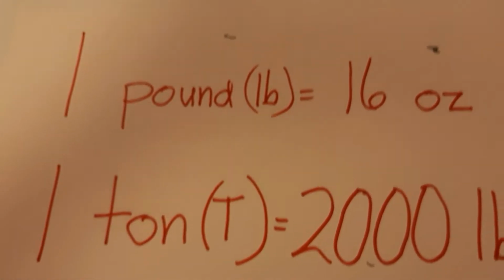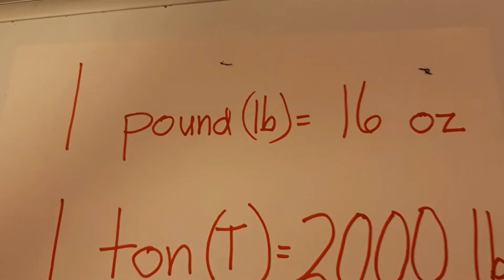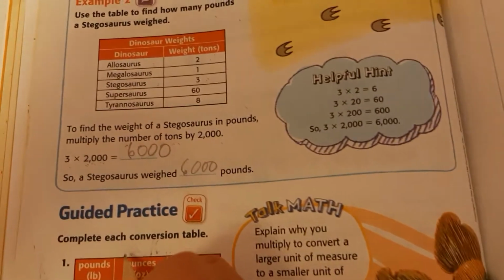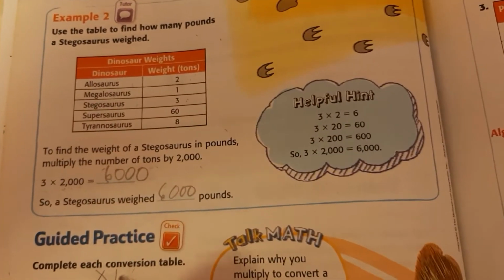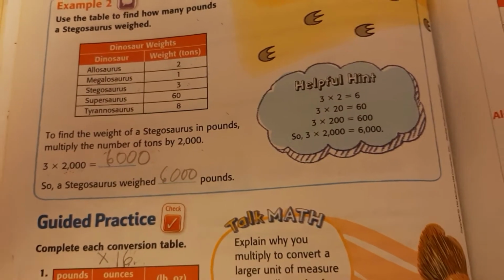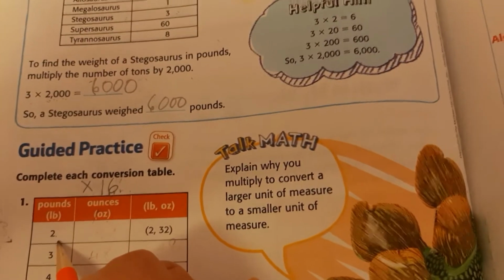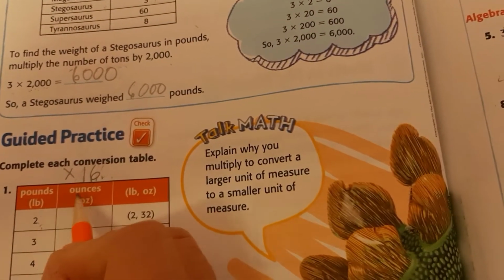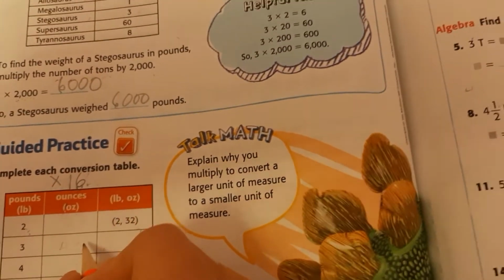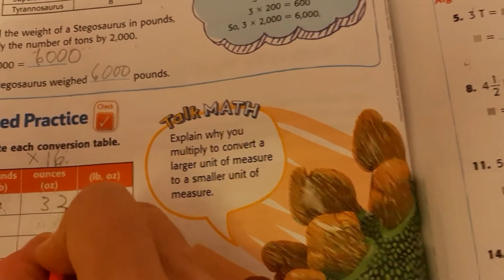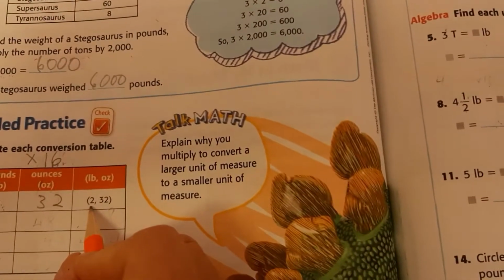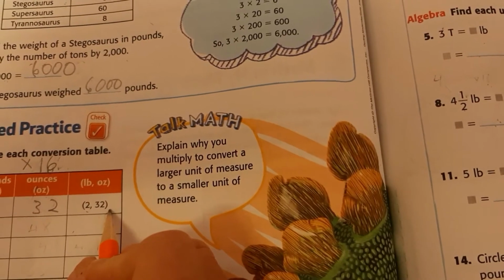So you remember, a pound equals 16 ounces. So up here, what we're going to do is we're going to write times 16. So then you just have to do that number times 16. So 2 pounds is how many ounces? Well, 2 times 16 would be 32. So you see they did 2 pounds are 32 ounces.